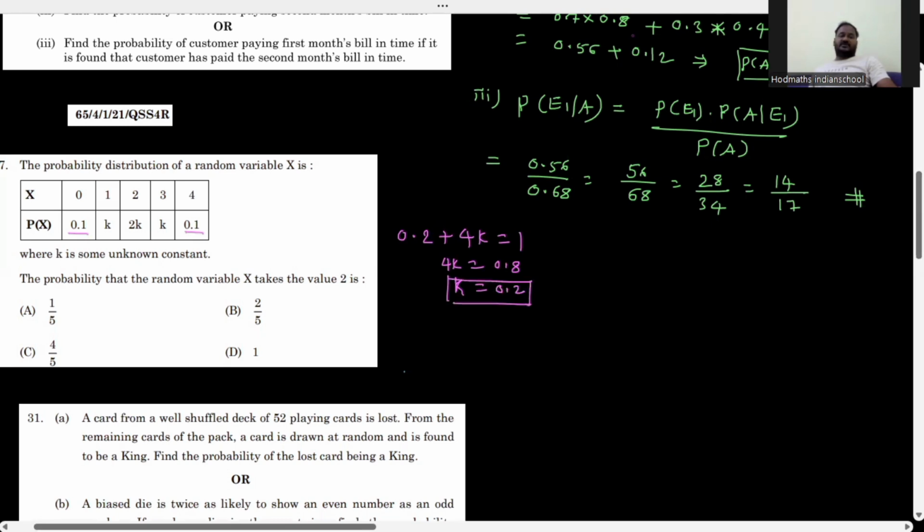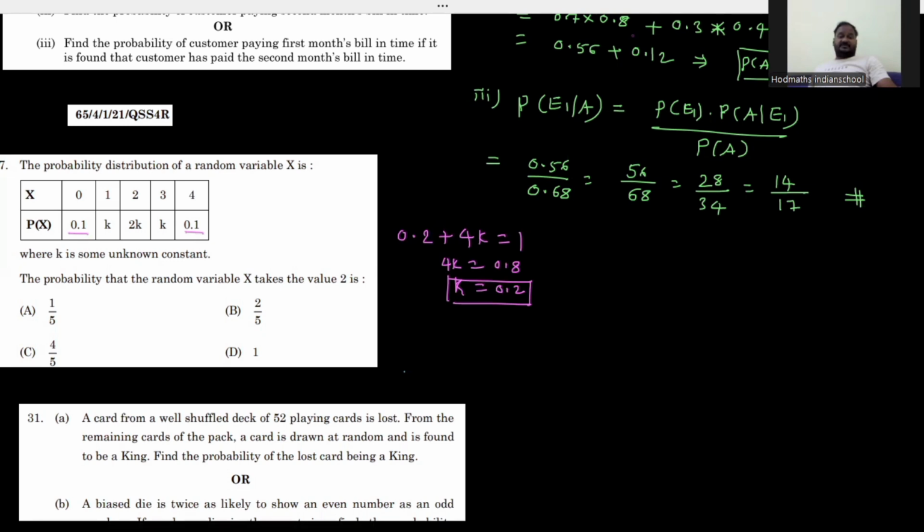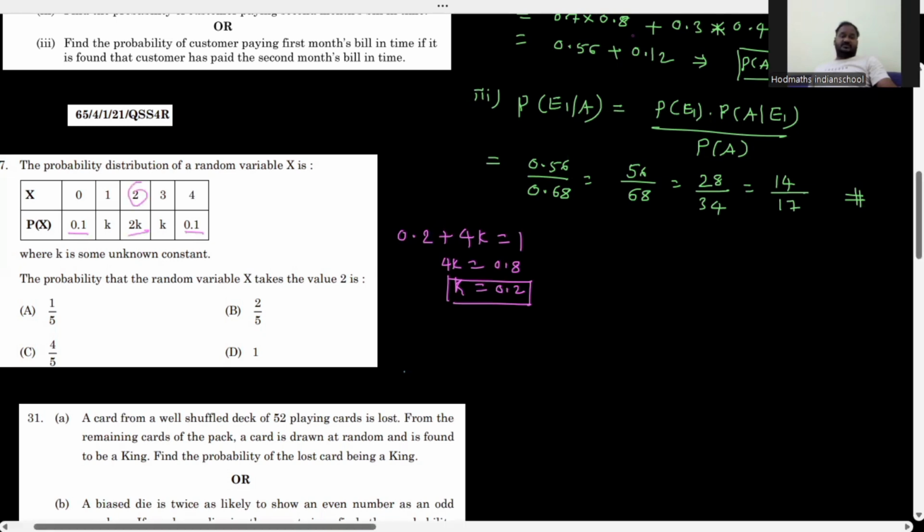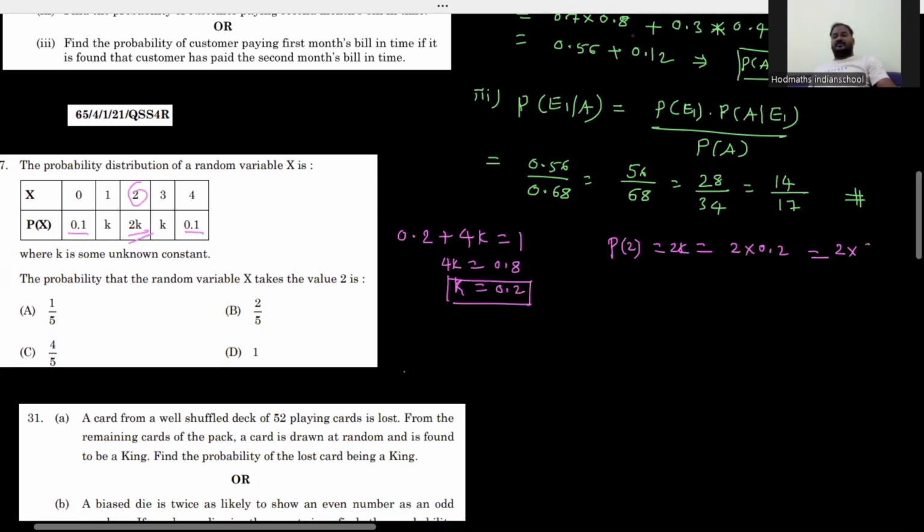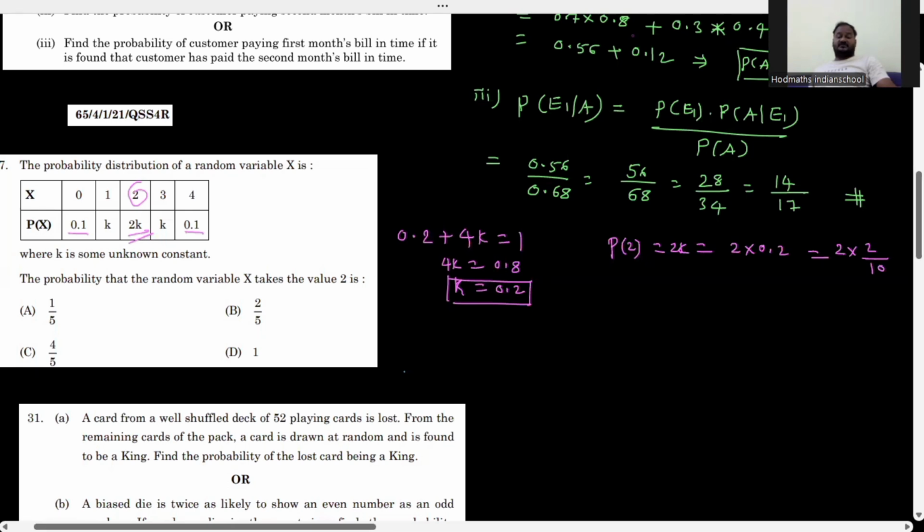Now you are asked to find the probability that the random variable x takes the value 2. The probability of x equal to 2 is 2k, which is 2 into k, which is 2 into 0.2, which is 2 into 2 by 10 because your answer is in fractions. So 2 ones are 2 and 2 fives are 10, which is going to be 2 divided by 5. So 2 divided by 5 is the required value.